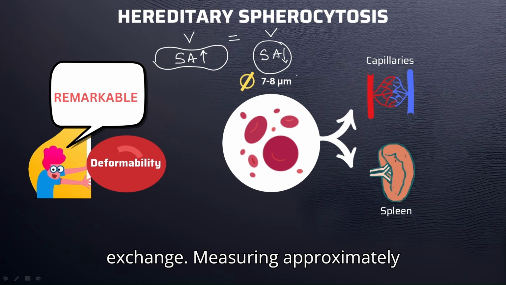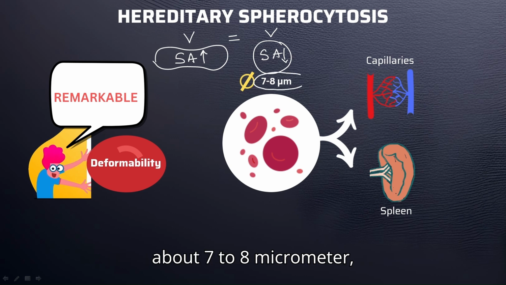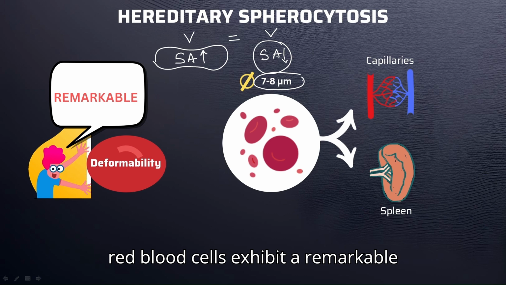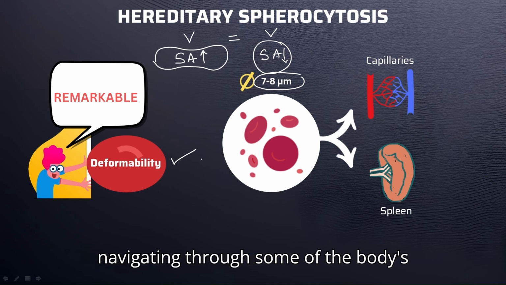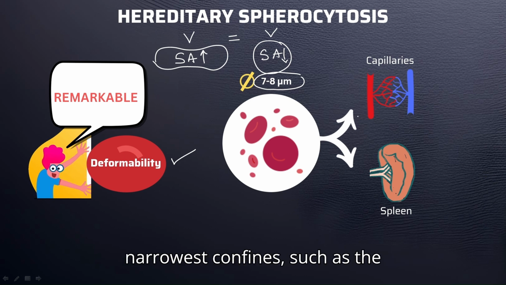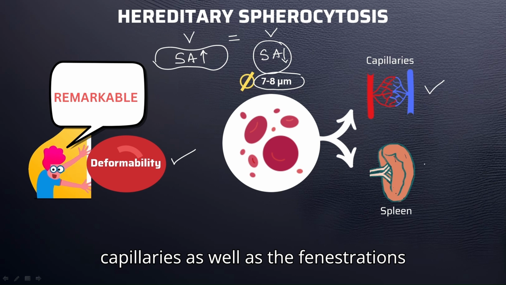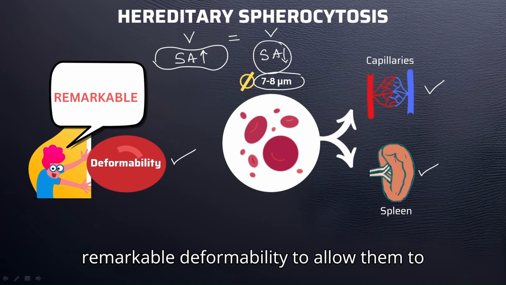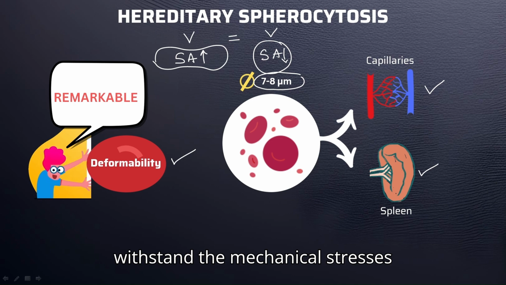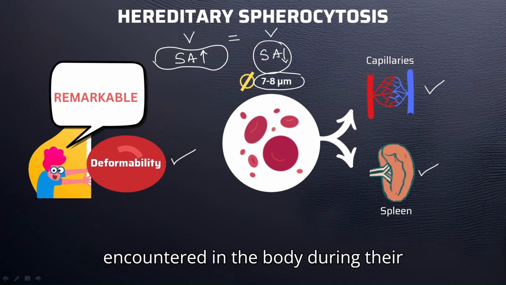Measuring approximately 7 to 8 micrometers, red blood cells exhibit a remarkable deformability, which is essential for navigating through some of the body's narrowest confines, such as the capillaries, as well as the fenestrations in the red pulp of the spleen. In summary, red blood cells have a remarkable deformability to allow them to withstand the mechanical stresses encountered in the body during their lifespan.